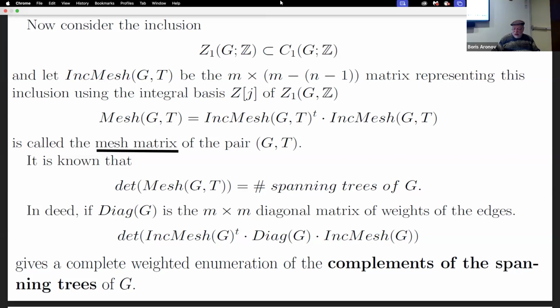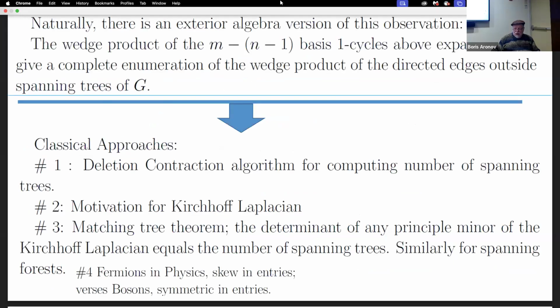And now the claim is that I could also get the exterior algebra version out of this. In other words, I can form a wedge product of these cycles, and I can again write down an exterior algebra element that gives me all the spanning trees formed out of the mesh matrix instead of out of all the chains, all the edges, and so on. So there's two different exterior algebras floating in here. One is an exterior algebra on the edges. The other is an exterior algebra on the cycles. But I can get the listing of the spanning trees either way.